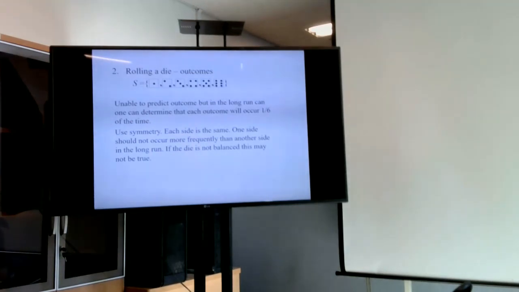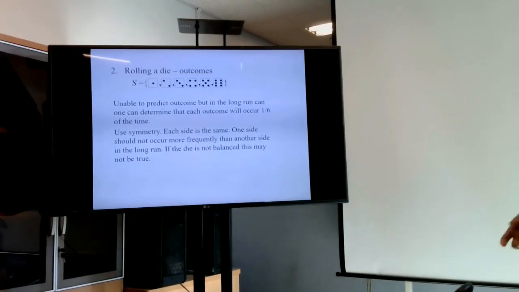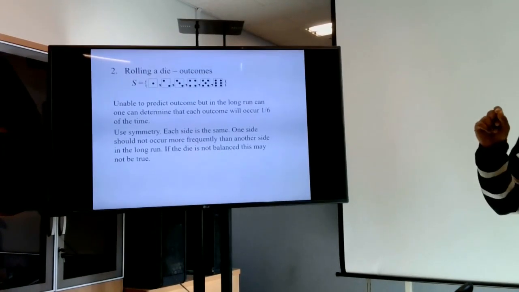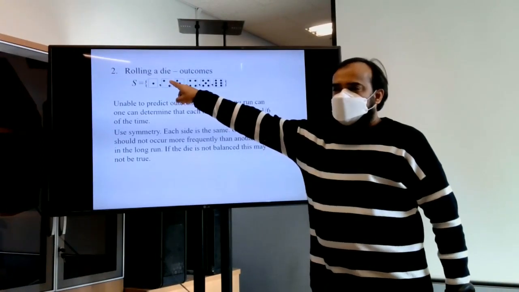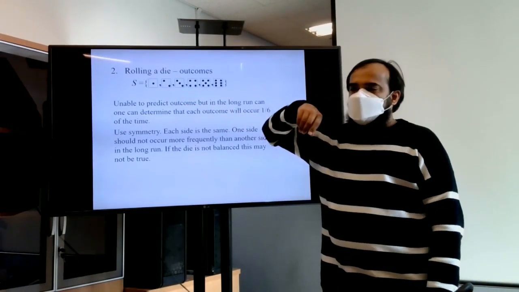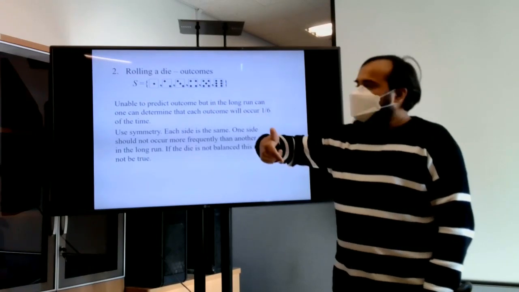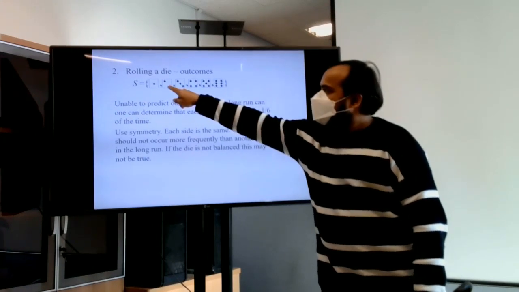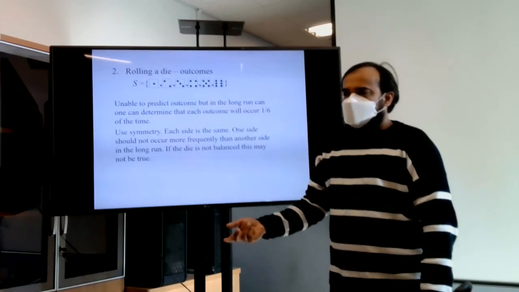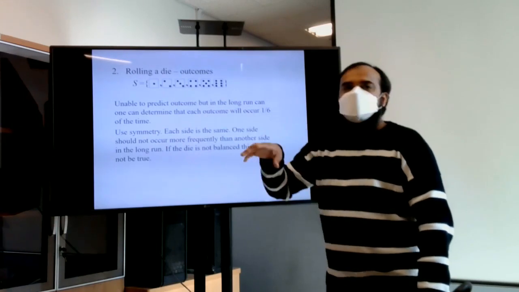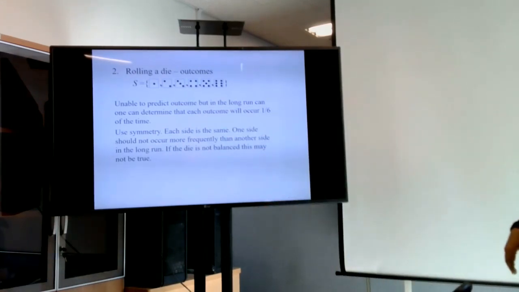So using symmetry, each side is the same. One side should not occur more frequently than another side in the long run. Suppose the two dots will occur, but if we roll 10 times, it is rare that two will occur most of the time. It is very rare. So if the die is not balanced, this may not be true.